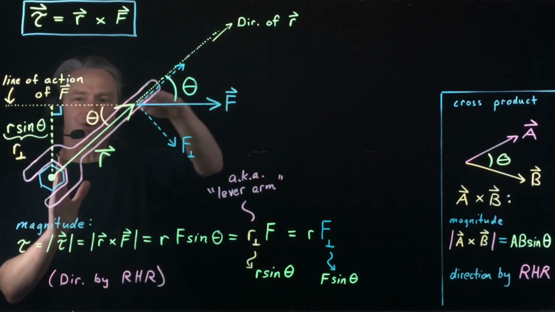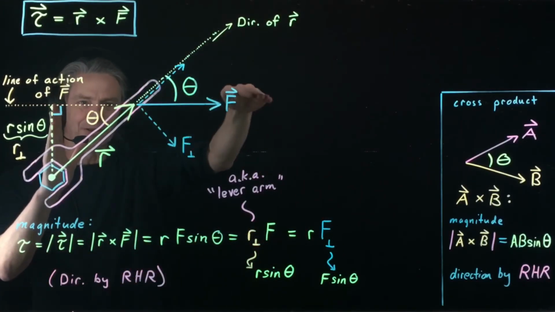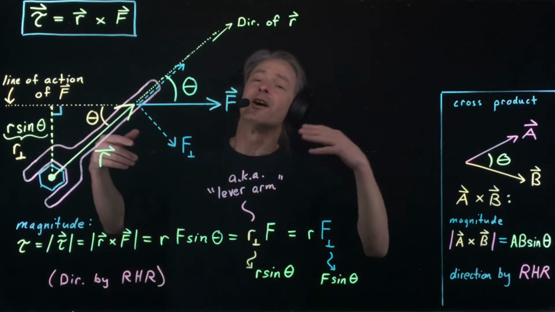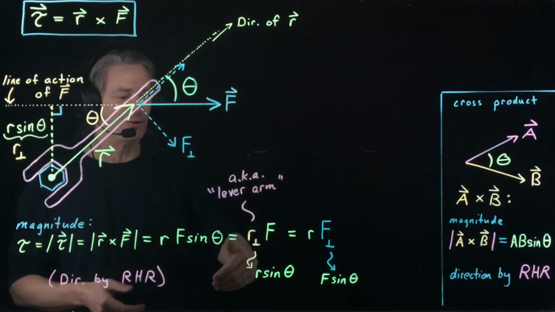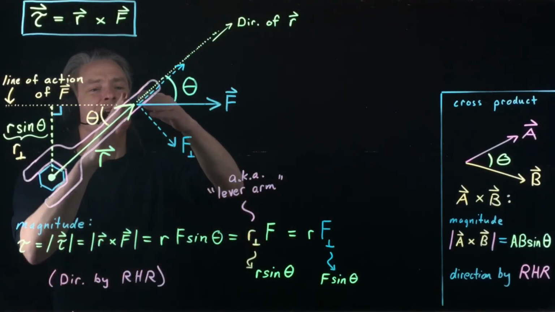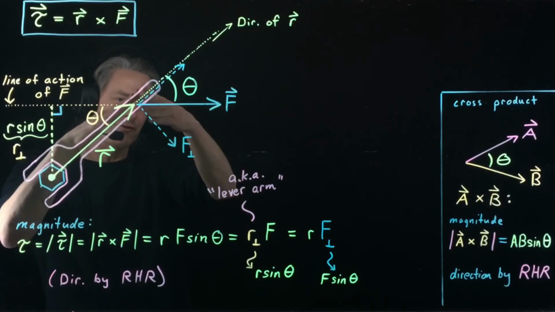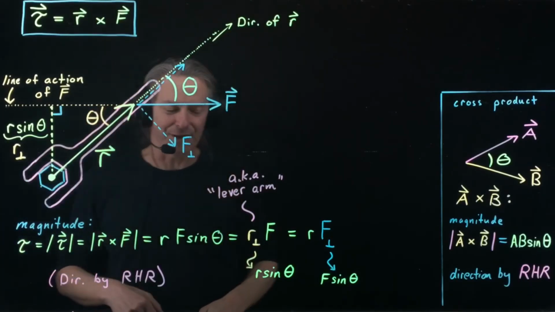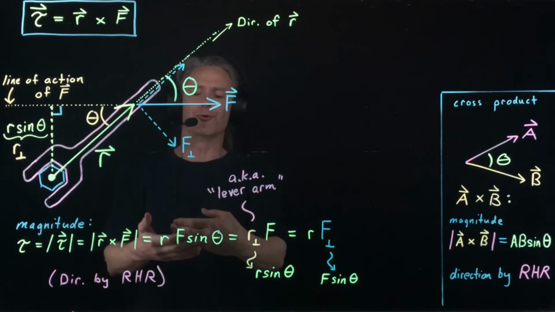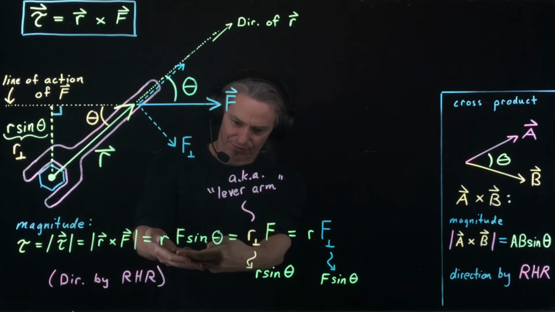Sometimes it's easy to identify the lever arm by looking at the line of action of the force. Other times it's easier to take the force and quickly break it into components and identify the component of the force that's perpendicular to the r vector, and sometimes it's easier just to grind out the full-blown magnitude formula.